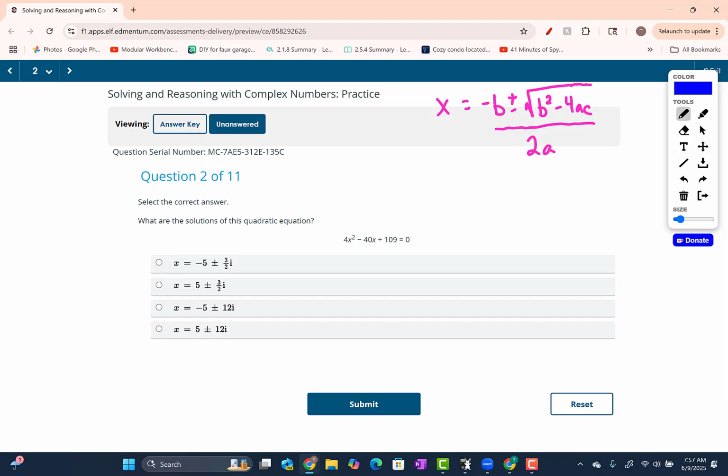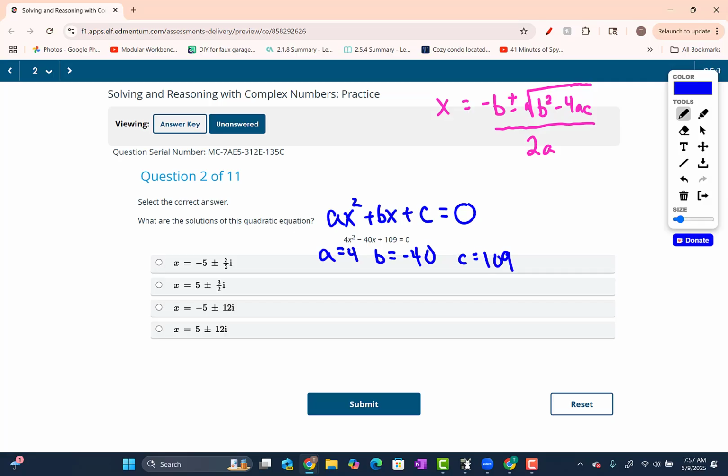Okay, so to do the quadratic formula, it needs to be in standard form, which is just ax squared plus bx plus c equals 0. That's standard form. And looky here, it's already equal to 0, so it's in standard form. So we can clearly see that a is 4, b is negative 40, and c is positive 109.